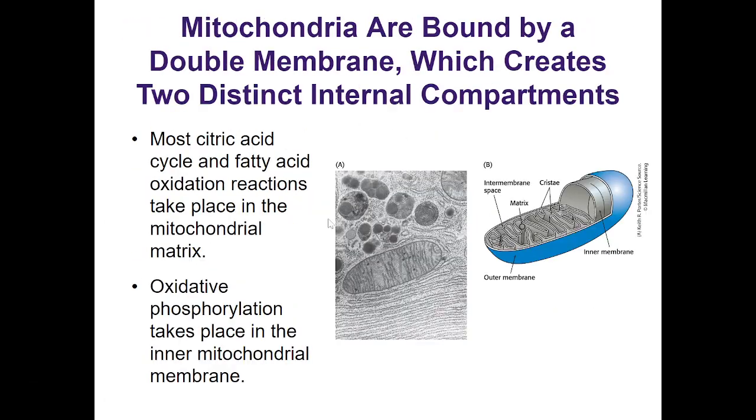So the citric acid cycle and fatty acid oxidation reactions are going to take place in the mitochondrial matrix, not membrane, excuse me. The oxidative phosphorylation is going to take place in the inner mitochondrial membrane. And again, this is what this looks like here. So here's the inner membrane, the outer membrane's the blue part. The matrix is within the inner membrane. And then the intermembrane space is between the two membranes. Okay? And this right here would be the cristae.